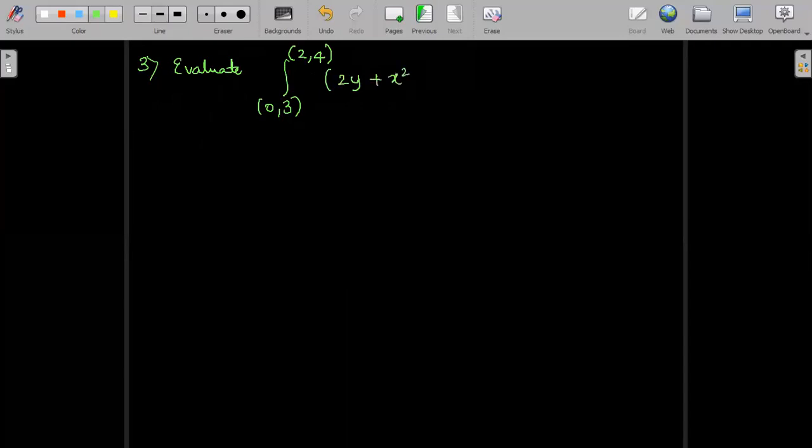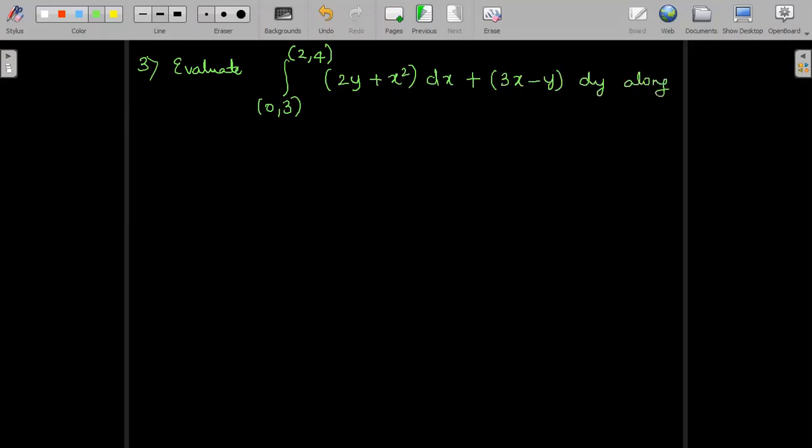Now we'll see the third problem. In this problem, x and y are represented with respect to another variable t. So we need to evaluate with respect to the variable t, and evaluate the integral to obtain the answer. So evaluate the integral from 0, 3 to 2, 4 of the function 2y plus x square into dx plus 3x minus y, the whole thing into dy.